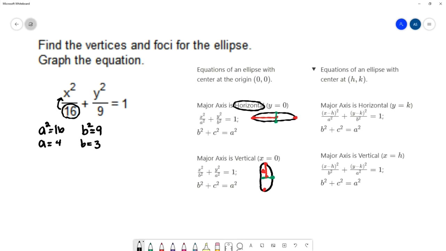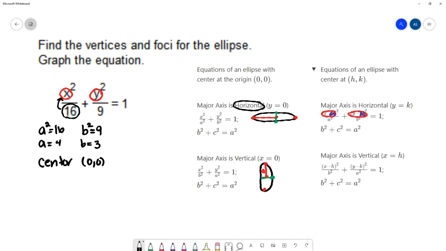Now, once I know the orientation, I want to know what the center of the ellipse is. You can get the center of the ellipse by looking at inside the squared next to the x and inside the squared next to the y. In this particular example, there are no numbers added or subtracted, and h, k inside of that is our center. So since we have no numbers added or subtracted, we know that our center is going to be 0, 0.